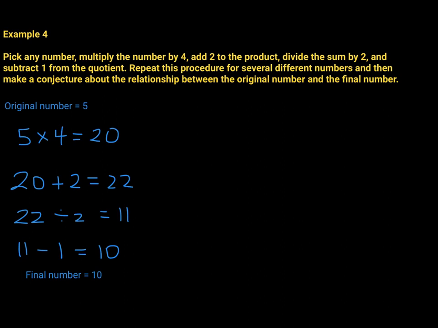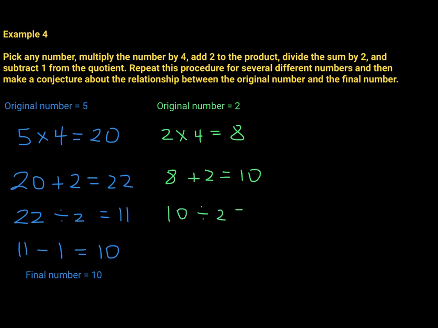Let's choose a couple more numbers to make sure this pattern holds. Okay, let's start with 2. Multiply by 4. You get the product is 8. Add 2 to the product. Okay, the sum is 10. Divide the sum by 2. Okay, the quotient is 5. Subtract 1 from the quotient. I got 4. So the final number is 4, which is twice the original number.